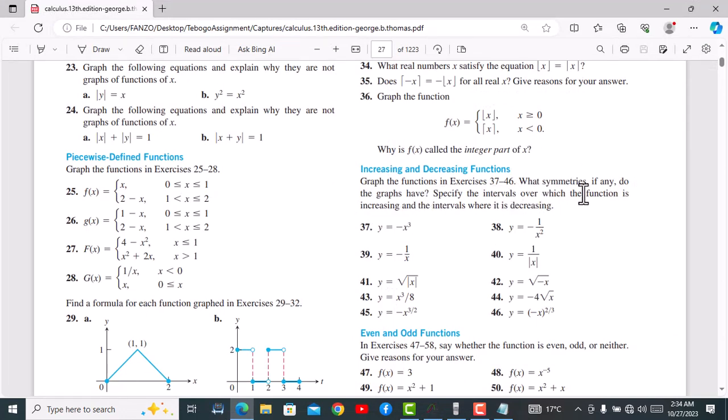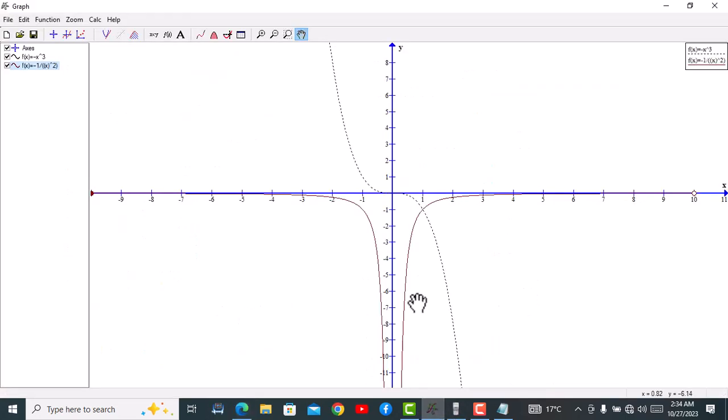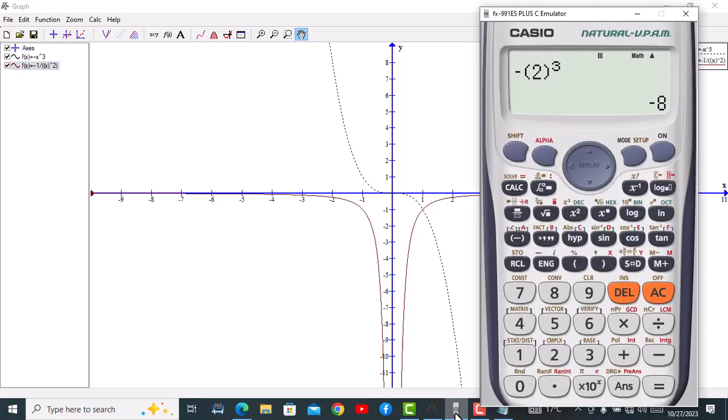And then again, specify the intervals over which the function is increasing and where it is decreasing. Now let us look at that. I know that the function is increasing if f at x2 is bigger than f at x1, and it is decreasing if f at x1 is bigger than f at x2. So I can see that the function is decreasing, as you can see, but let us try to investigate that.